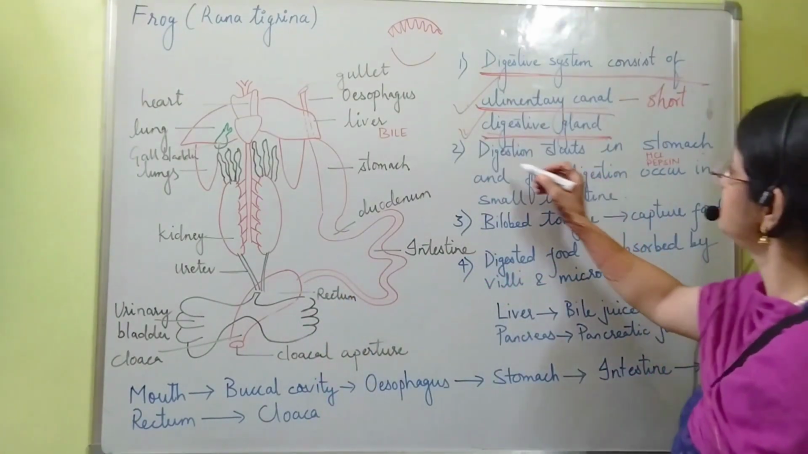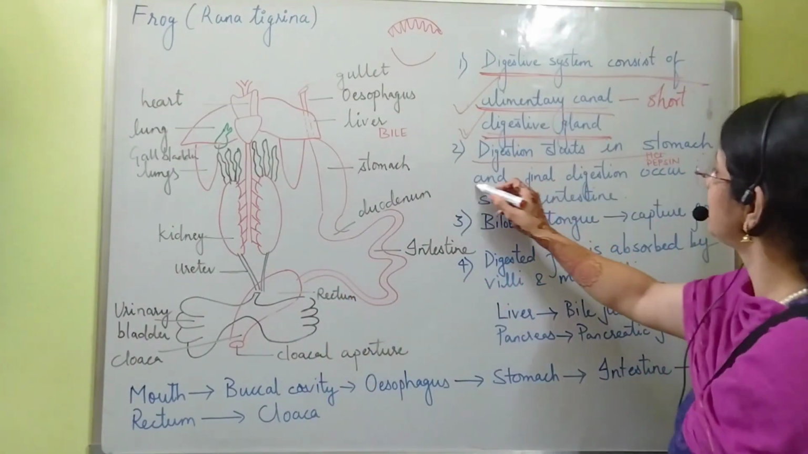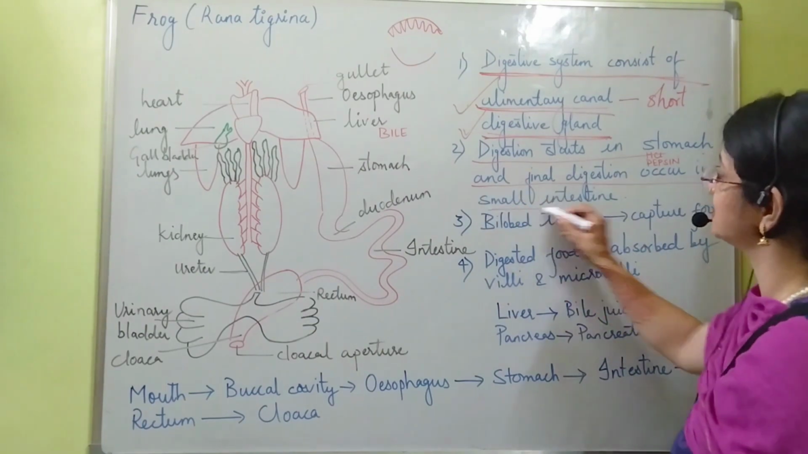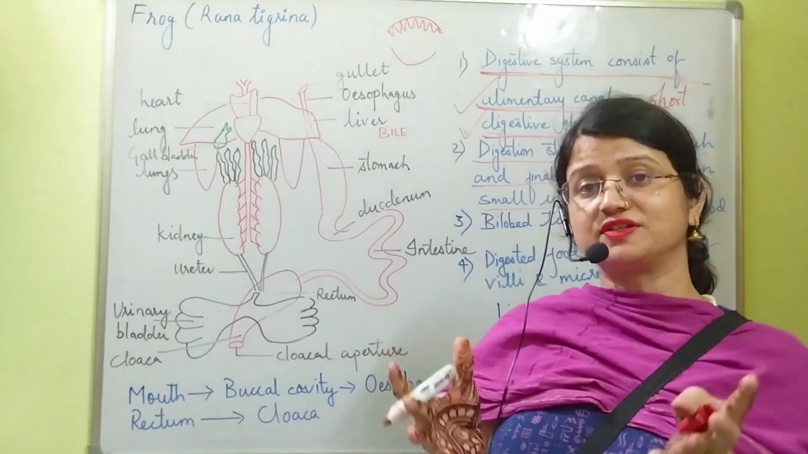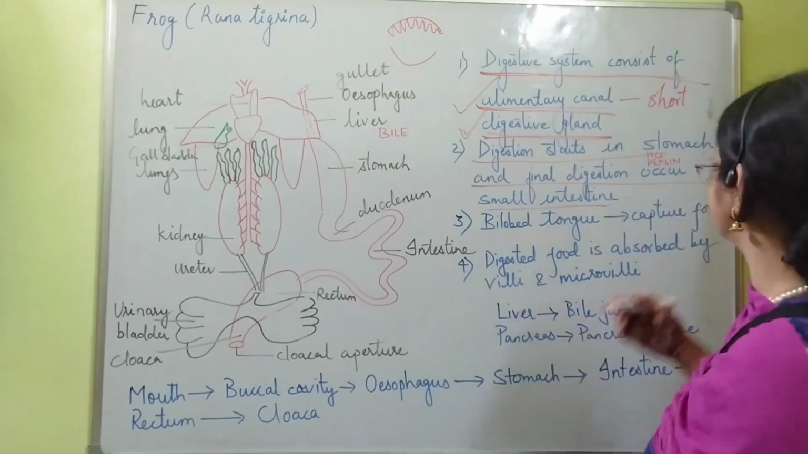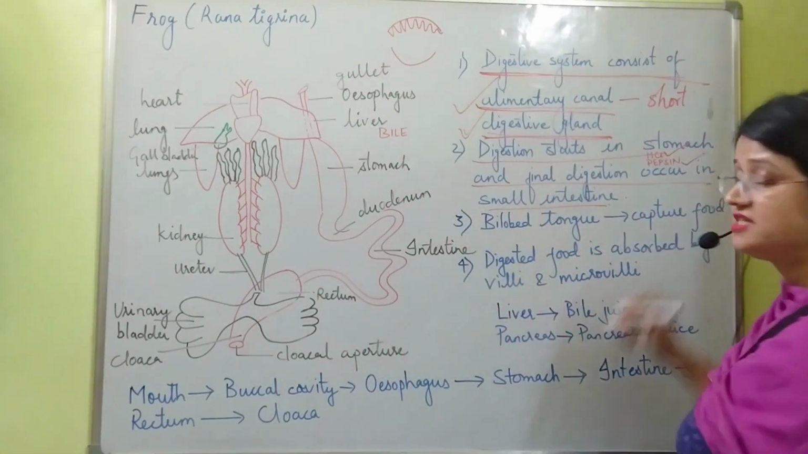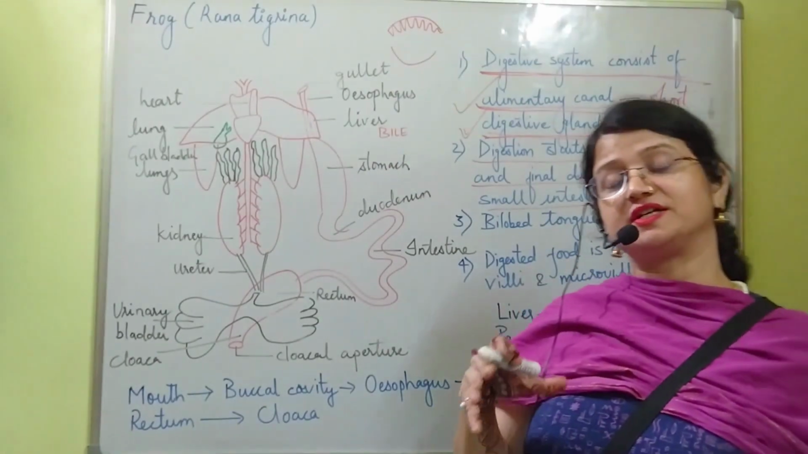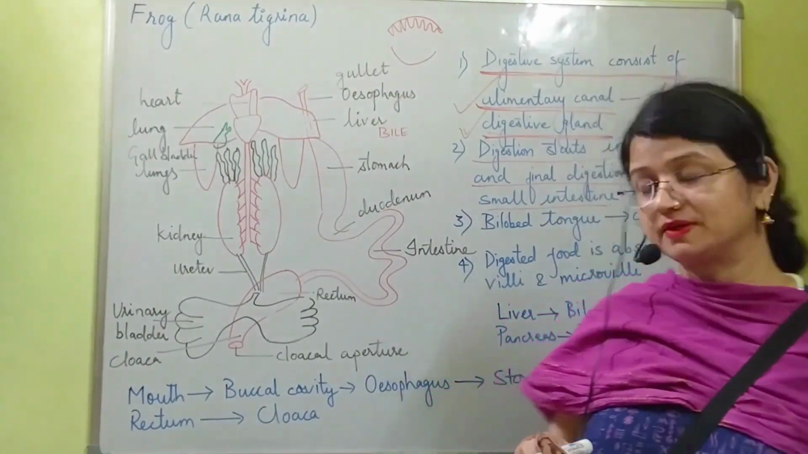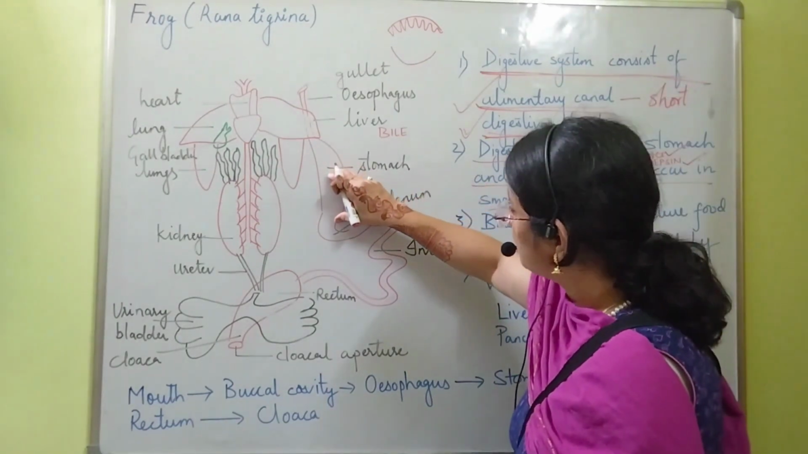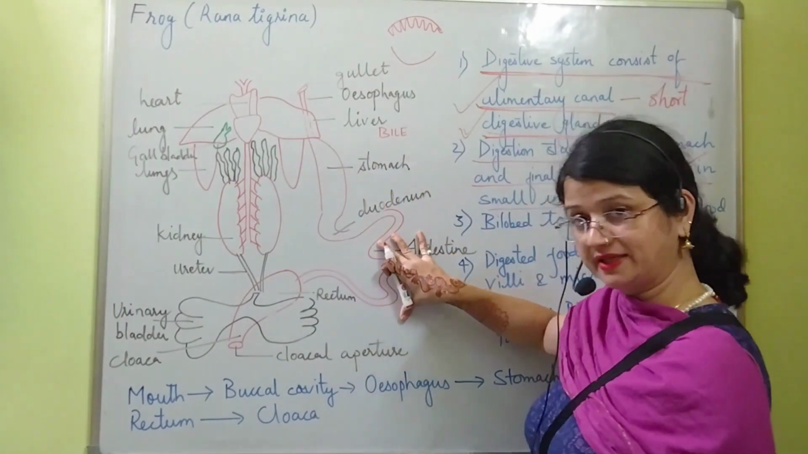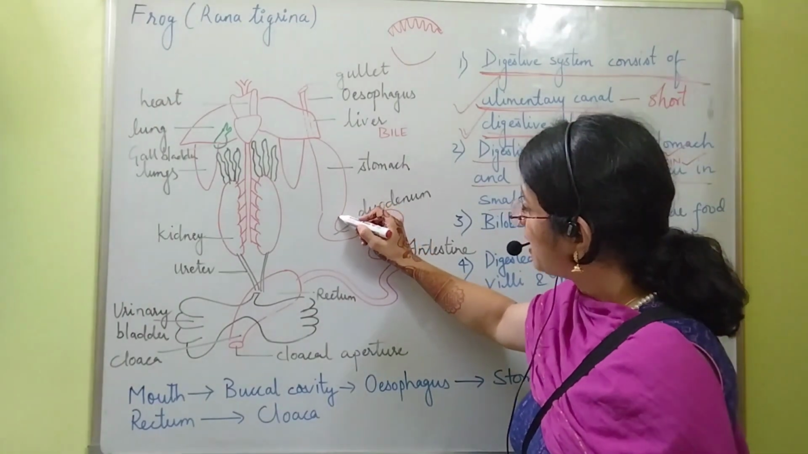So here I have written digestion starts in stomach and final digestion occurs in the small intestine. This you have to remember. The wall of the stomach, it secretes HCl and pepsin which helps in the digestion of food. Clear?